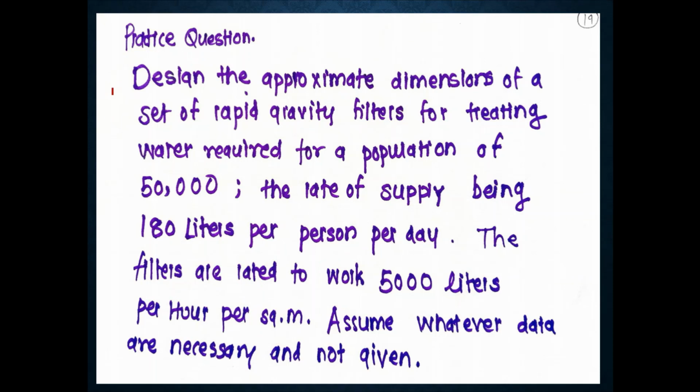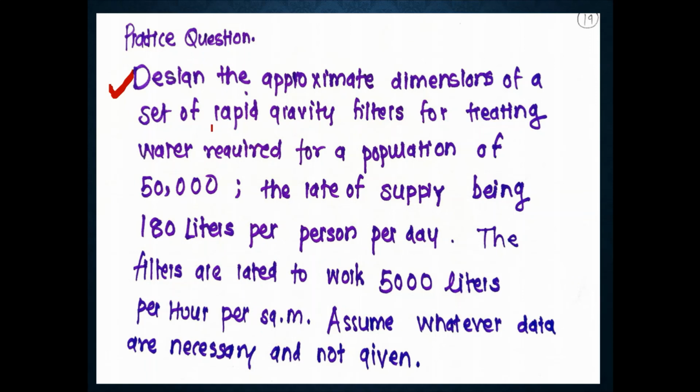And I will read the problem. Design the approximate dimensions of a set of rapid gravity filters for treating water required for a population of 50,000, the rate of supply being 180 liters per person per day. The filters are rated to work at 5,000 liters per hour per square meter. Assume whatever data is necessary and not given.